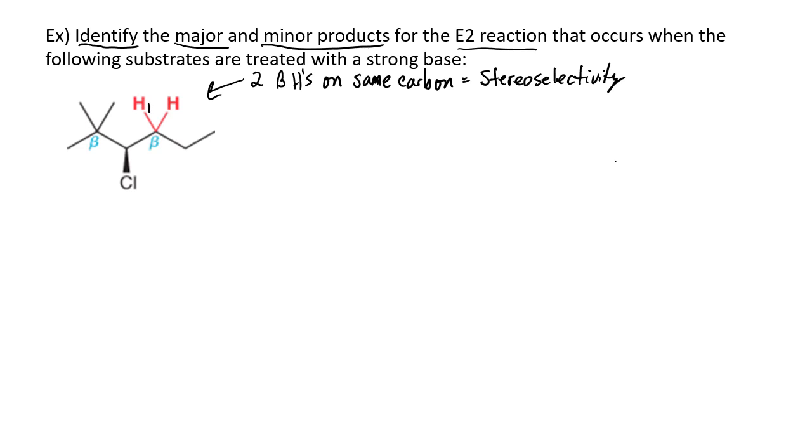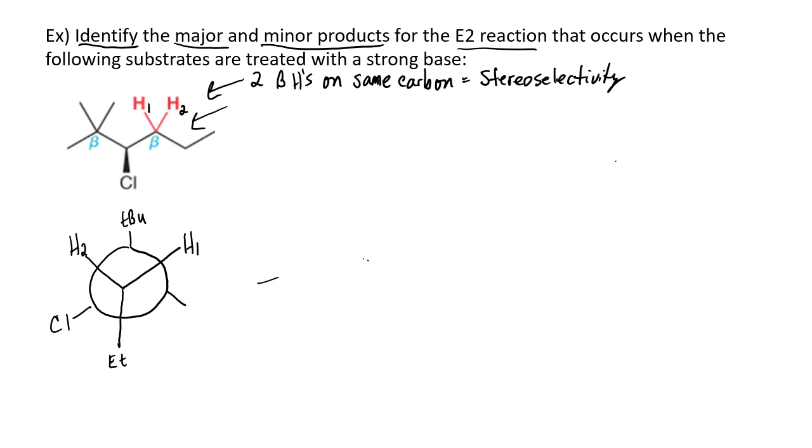Let's call this hydrogen 1 and hydrogen 2. It's the same Newman projection I had before. I'm going to look at it from this perspective. H2, H1, ethyl, tert-butyl, my chlorine, and I had a hydrogen here. So here are my beta protons. One of them, hydrogen 1, is already anti-periplanar with the chlorine. So let's draw our first product.